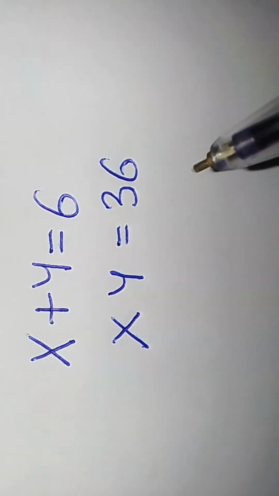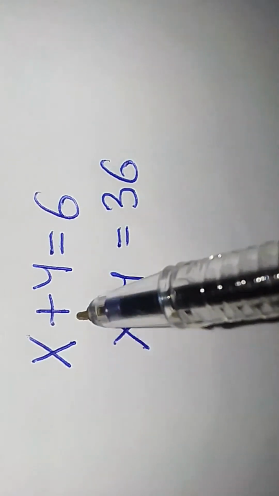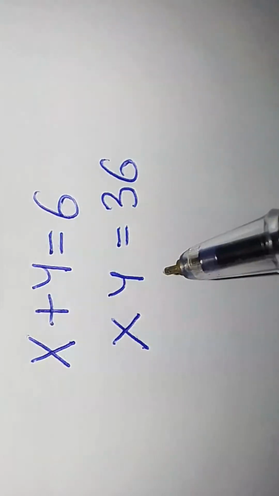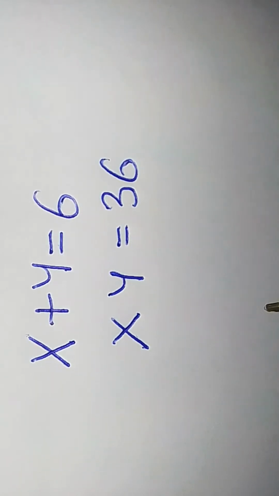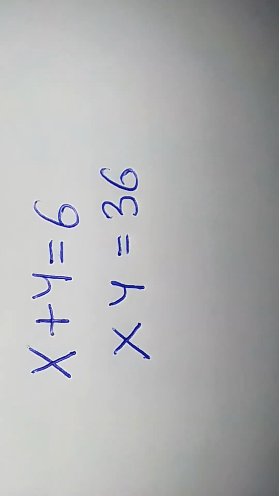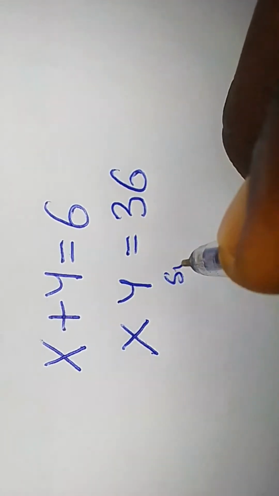Here we have a pretty nice algebra question. x plus y equal to 6, xy equal to 36. How do we find the value of x and y? Without further delay, let us begin. Solution.